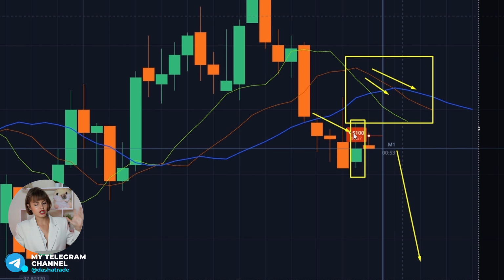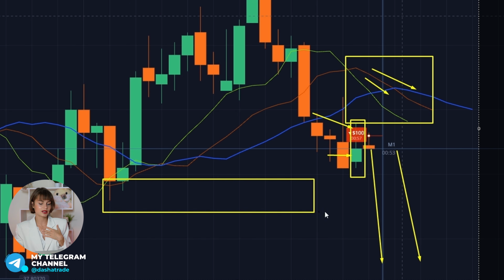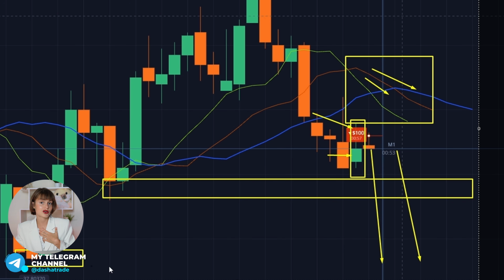and this is a candle with a large shadow at the top and a small body at the bottom. It confirms that there is a certain strong seller in this area who's ready to push the price lower. Also, at the bottom, I see the support levels that the price will most likely strive for.